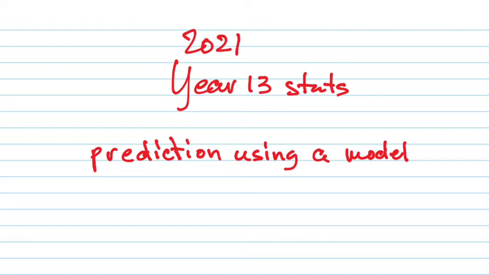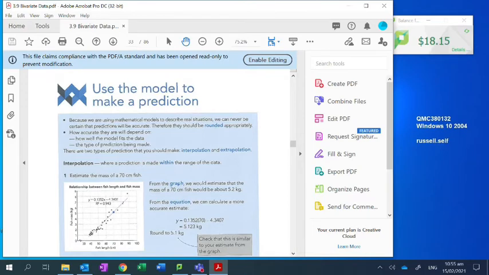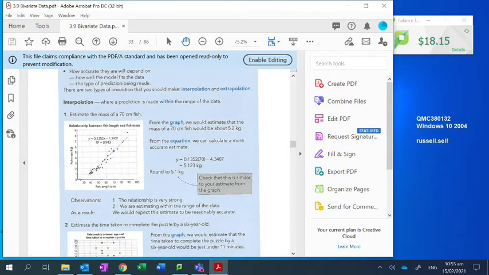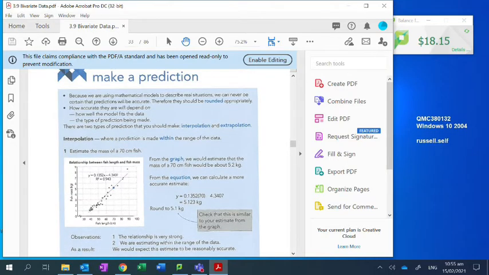Okay? So, using the model to make a prediction, there are two different types of predictions that you can make. And you need to know which one is which. If you make a prediction without telling which one it is, then you're not showing much statistical knowledge, so it's not going to get you very far. Making a prediction is going to be part of it, but you have to make sure that you know what type of prediction it is. And there are two of them. Right? And the first one is called interpolation.